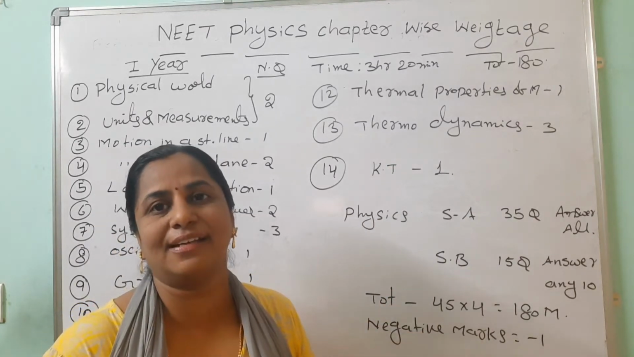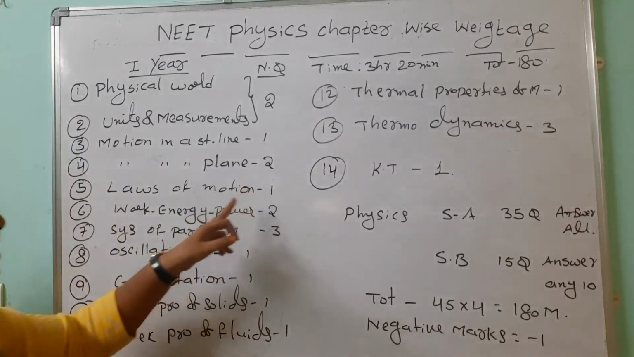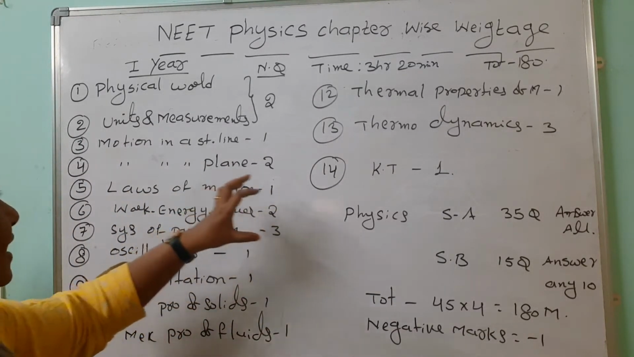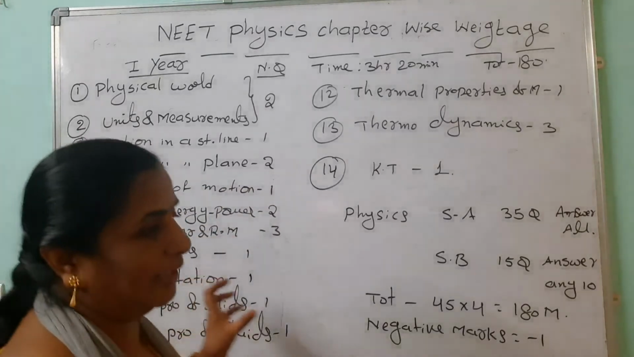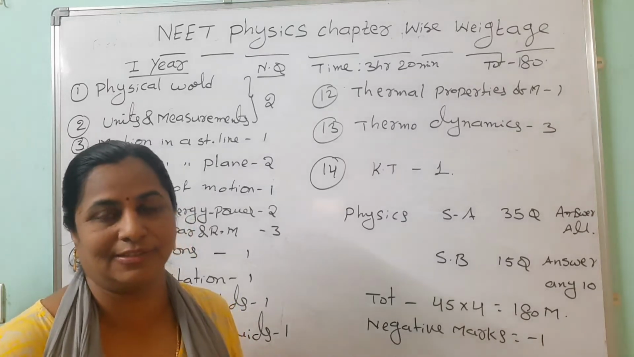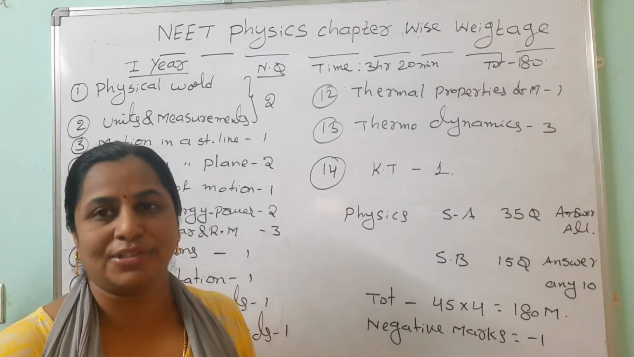But this time they are increasing more questions, 5 more questions, which means we are expecting that many from the laws of motion, and the next one is work, energy and power. Like that we can expect 2 more questions from the first year. So this is the overall weightage of NEET from first year topics. So don't leave the units and measurements, motion in a straight line, motion in a plane.